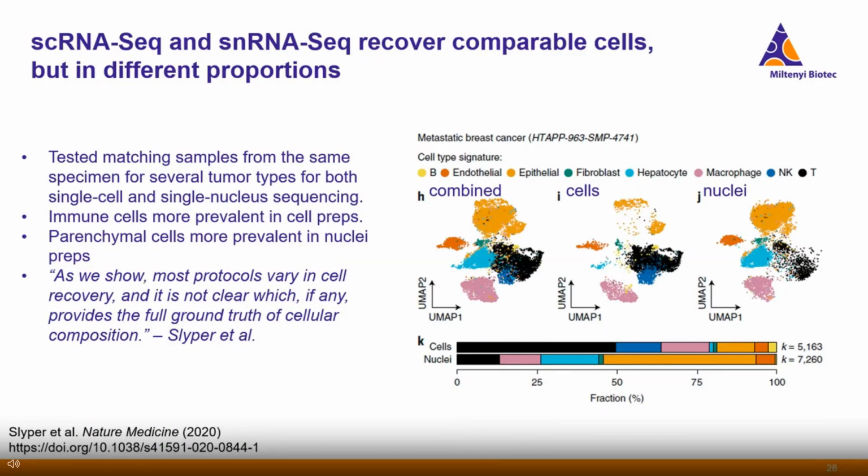Immune cells tend to be more prevalent in cell preps, whereas parenchymal cells tend to be more prevalent in nuclei preps. In this example, T cells, which are shown in black, made up around half of the cell prep and about 15% of the nuclei prep. Conversely, epithelial cells, which are shown in orange, made up about 15% of the cell prep and about half of the nuclei prep. The authors noted that while most protocols vary in cell recovery, it's not clear which, if any, provides the full ground truth of cellular composition. However, others have tried to answer this question.